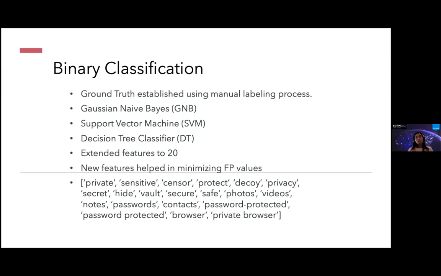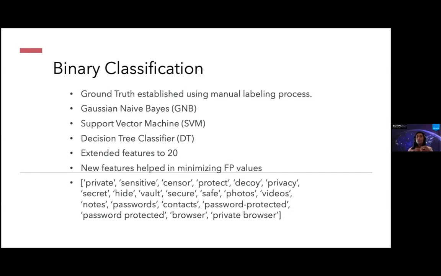So once we did all this process, which took us close to about 6 months, we were able to arrive at this data set where we were able to establish the ground truth, and we were able to classify the applications as true vaults and non-vaults. So why did we have false positives?